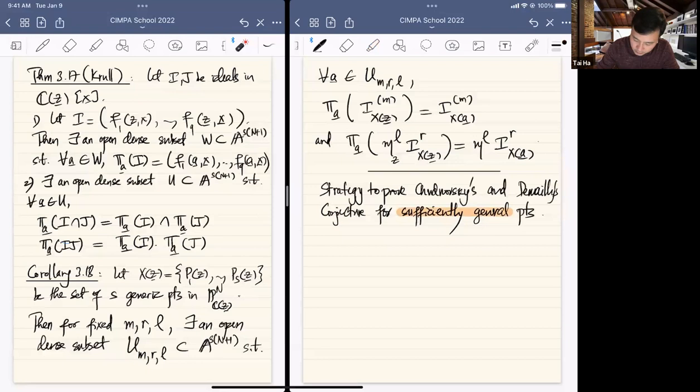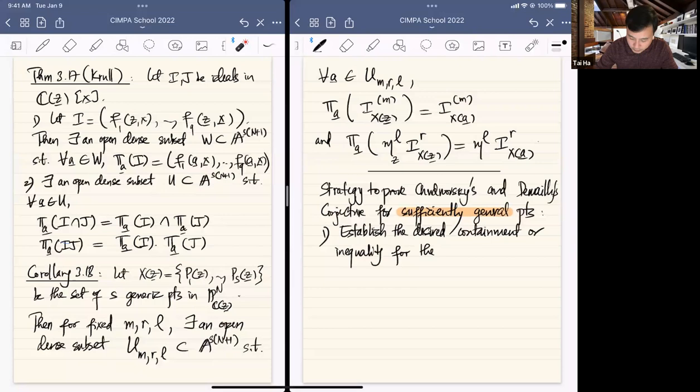So the strategy is, we're going to establish containments or inequalities that we want for the set of generic points. There's only one collection of generic points. So at least the points are known. So it should be easier to establish any containment that we want or any inequality that we want. So establish desired containment or inequalities for the generic set of points.